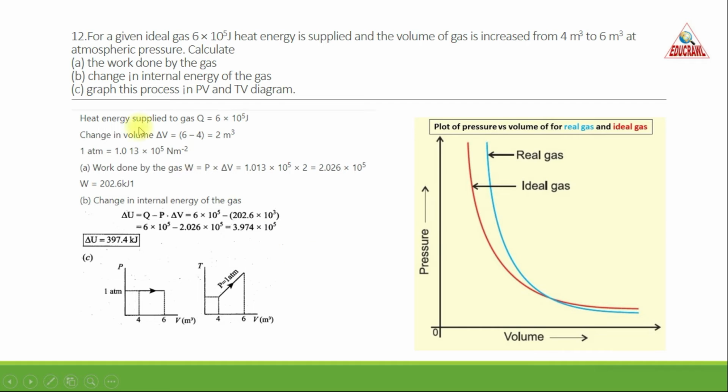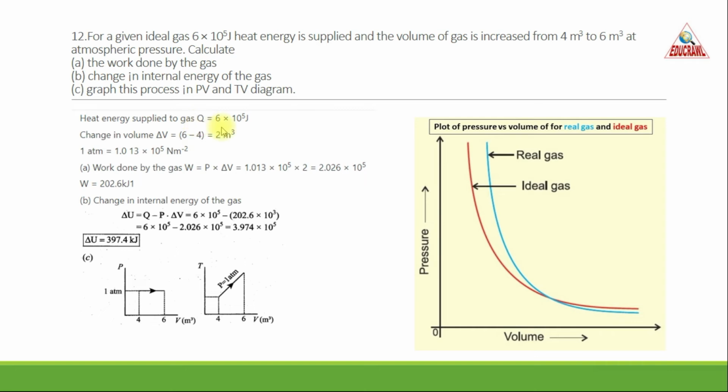Now the 12th problem. For a given ideal gas, 6 into 10 power 5 joule heat energy is supplied and the volume of the gas is increased from 4 meter cube to 6 meter cube at atmospheric pressure. Calculate the work done by the gas, change in internal energy, and you have to graph this process in PV and TV diagram. So first we will start the problem with the given data.